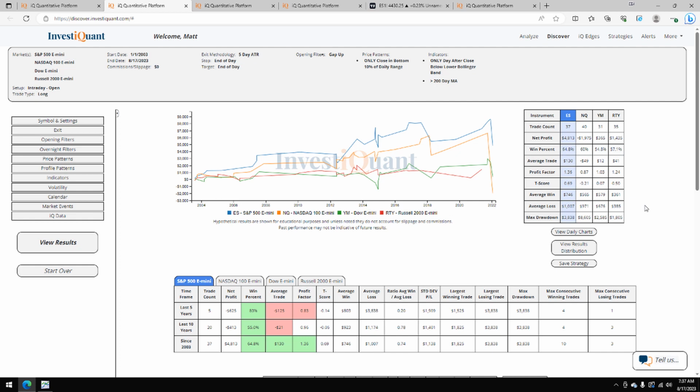If we look at the average moves, the average move to the downside is larger than the average move to the upside. That's also the case here in the NASDAQ, in the Dow, and in the Russell. So all four of them have larger average moves to the downside, and the win rates on them are all at least slightly favored. Hopefully you found that helpful.